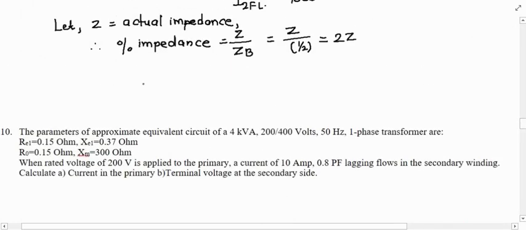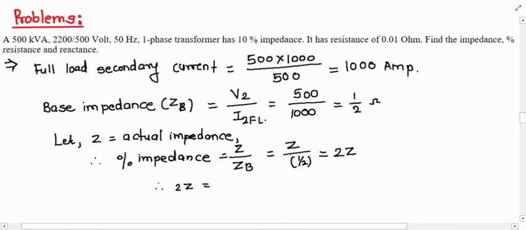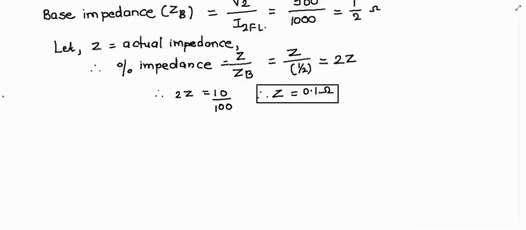Therefore, 2Z equals what is given, that is 10% impedance. So 10% means 10 by 100. Therefore, Z will be equal to 0.1 ohm. So you got the actual impedance here. Actual impedance is 0.1 ohm.